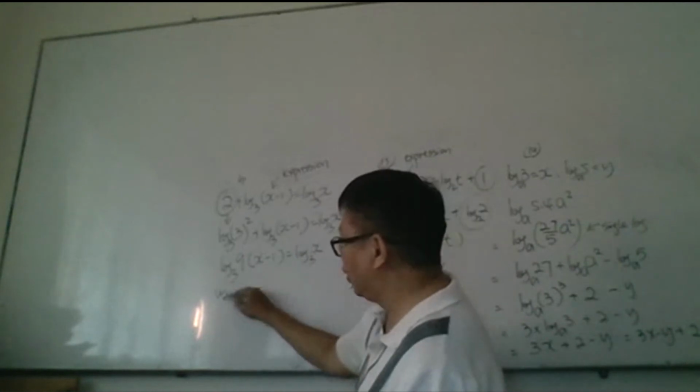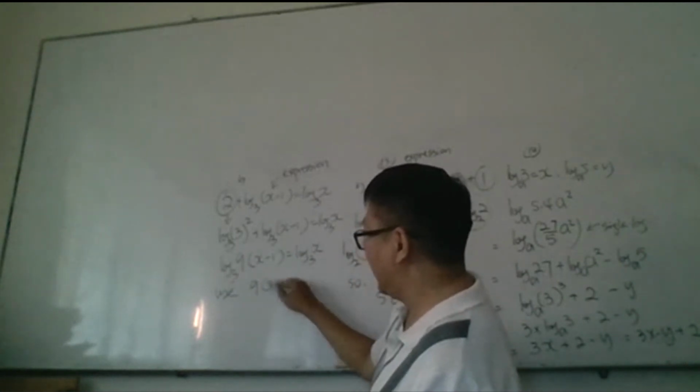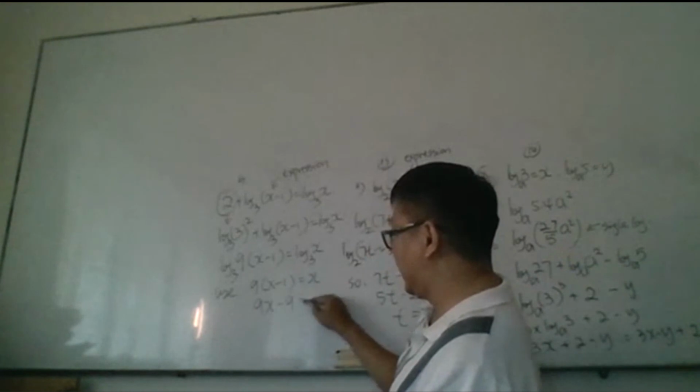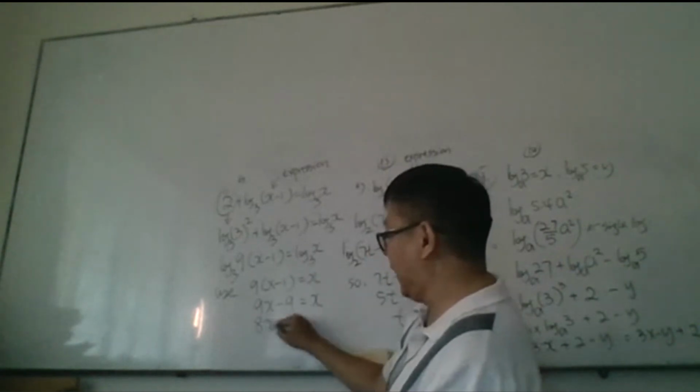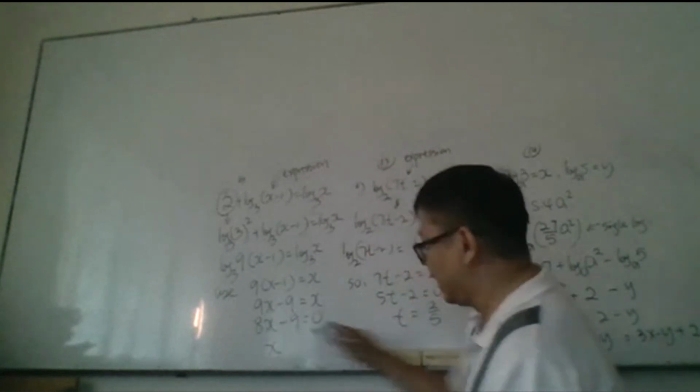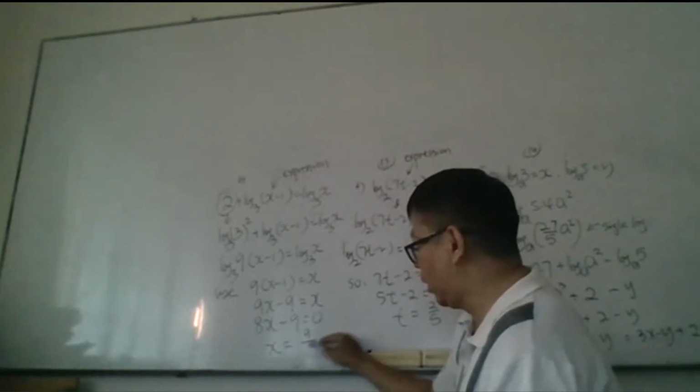And then I'm going to use 9x minus 1 equal to x. 9x minus 9 equal to x. 8x minus 9 equal to 0. And finally, x equal to 9 over 8.